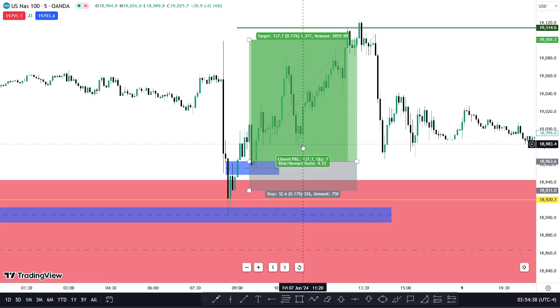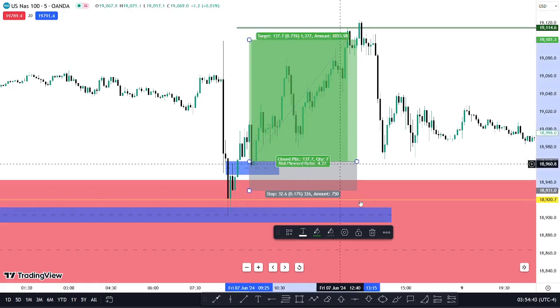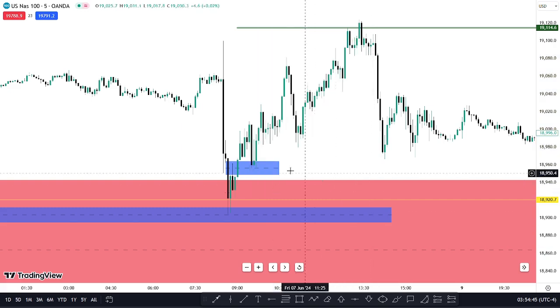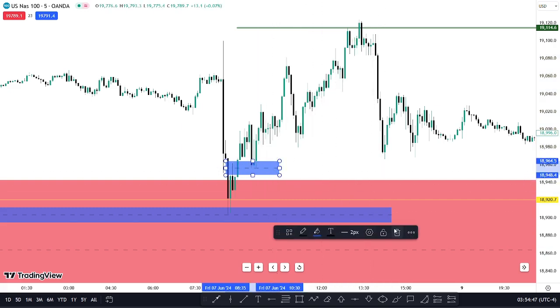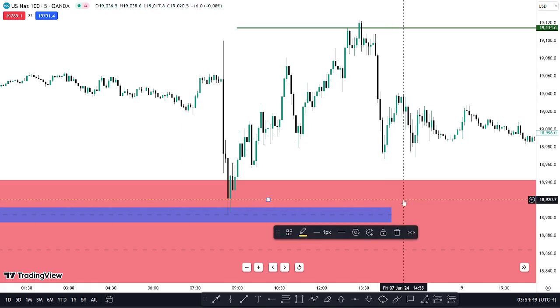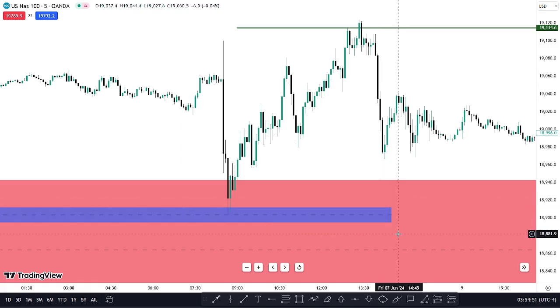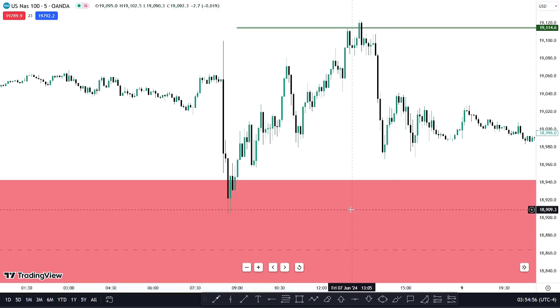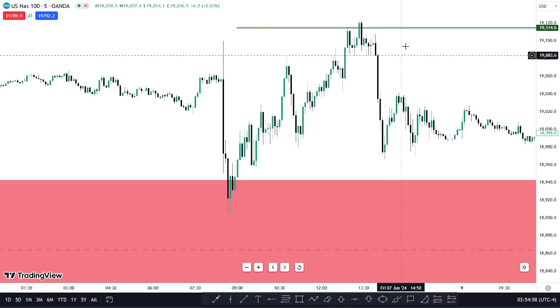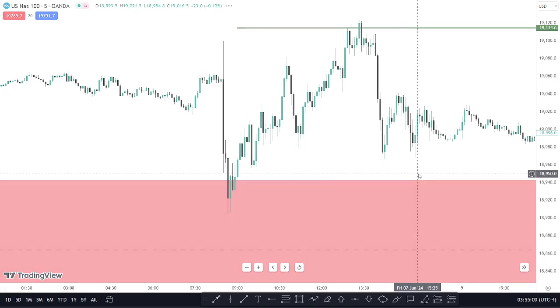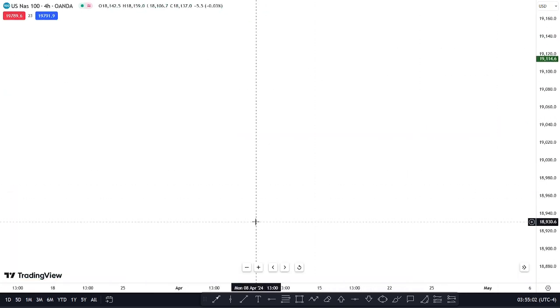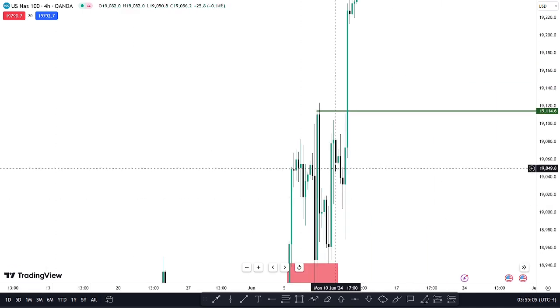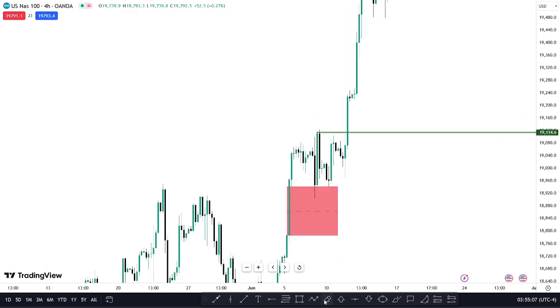So as you can see, 138 pips, less than 30 pips risk, 1:4. It even covered those two losses that you had. Let's go to the next day, which will be Monday.